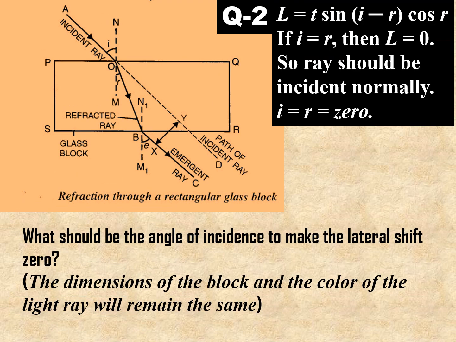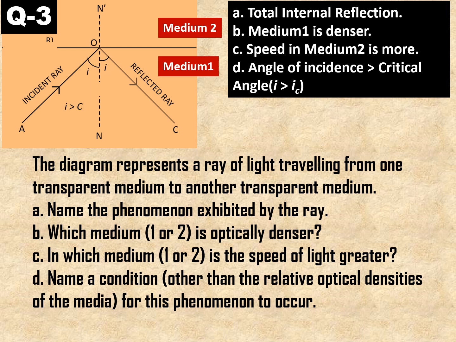Answer to question number 2. For the lateral shift to be 0, the incident ray, the refracted ray, and the emergent ray, they all must be in one straight line. For this, the ray should be normal to the glass slab surface. This means that the angle of incidence is equal to 0.